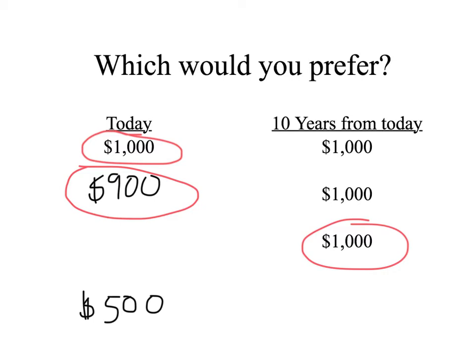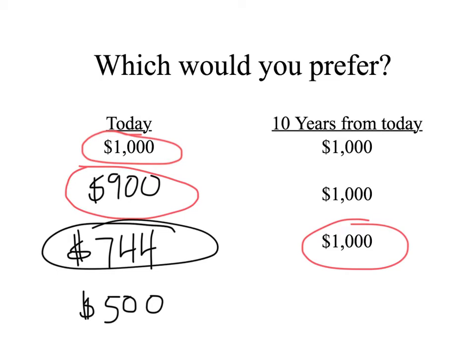And though we don't know exactly what it is, presumably since somewhere between $900 and $500 we changed our mind about when to take the payment, there's some number in here that would leave us just indifferent to taking $1,000 in the future or some payment today. And for the sake of argument, we'll say that number is $744. We'll come back to where that came from in just a second.